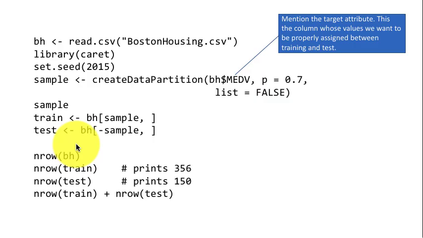You will find that that's the same as n row BH, right? So 356 plus 150, 506, is the total number of rows in the BH data frame. That has got divided into 356 in training, 150 in test. Now sometimes when you use create data partition, you're saying p equals 0.7, you might find that the size of the training partition is not exactly 70%. It's a little approximate, doesn't matter. You don't have to worry about the fact that it is slightly different from 70%.